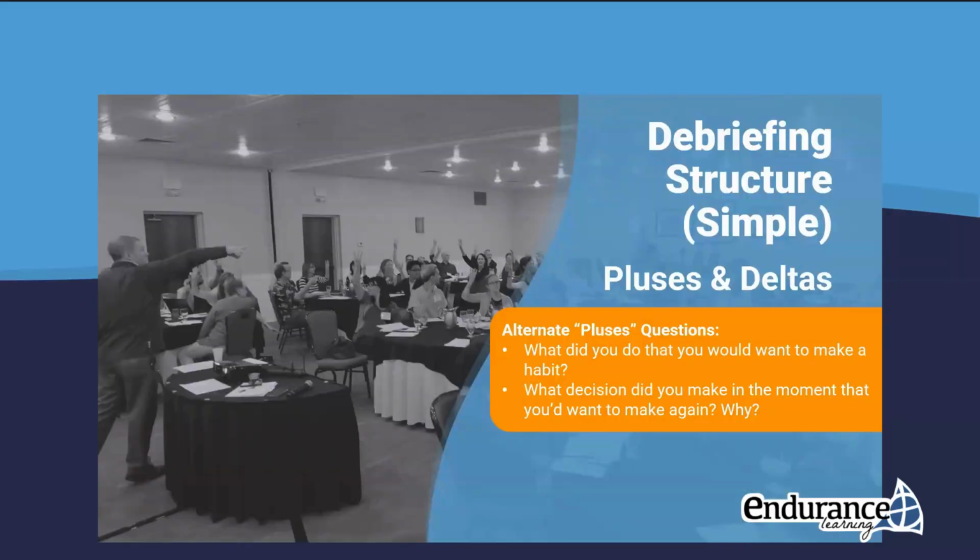There are ways to go beyond that, to give it a little more intent and structure. If you wanted some alternate questions for the pluses, it could be things such as, what did you do that you would want to make a habit? Or what decision did you make in the moment that you'd want to make again, and why? Those are pluses, but they give the learners a little more direction, because when we ask a general question like what worked well, we can get all sorts of answers, but these questions help to steer the conversation.